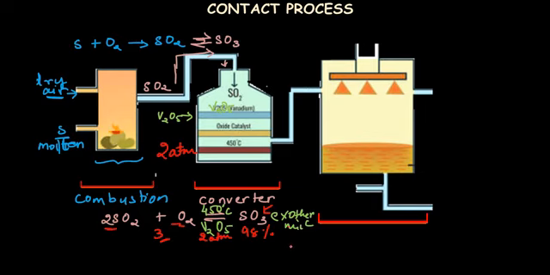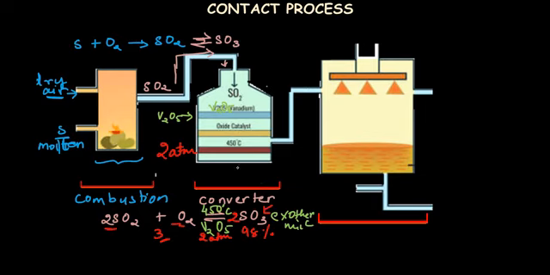So for this equilibrium reaction, the conditions are 450 degrees Celsius temperature, catalyst vanadium pentoxide, and pressure of 2 atmospheric pressure. Right, so these are the conditions needed to get a good economical yield of sulfur trioxide.